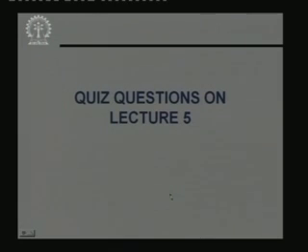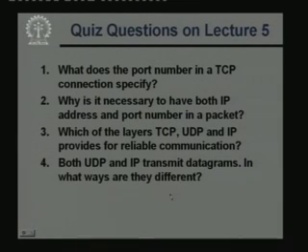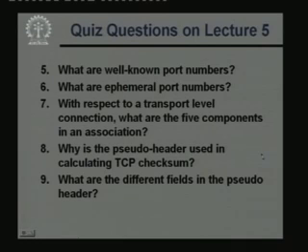Okay, fine. So, now let us very quickly look at some of the questions from today's lecture. What does the port number in a TCP connection specify? Why is it necessary to have both IP address and port number in a packet? Which of the layers TCP, UDP and IP provides for reliable communication? Both UDP and IP transmit datagrams. In what ways are they different? What are well known port numbers?